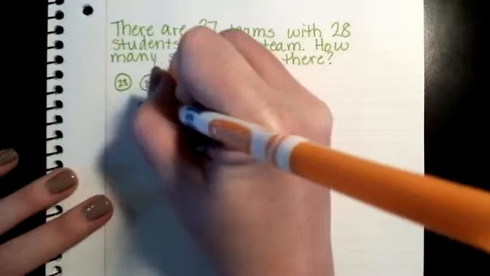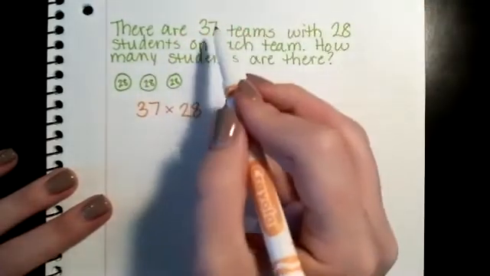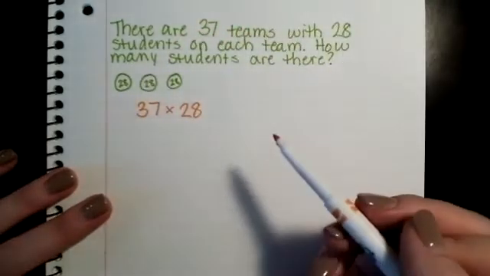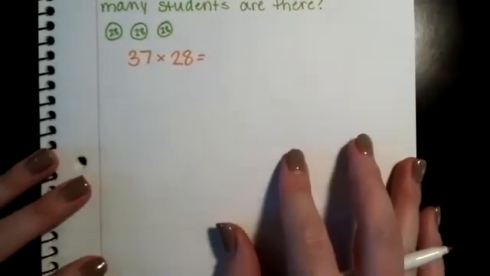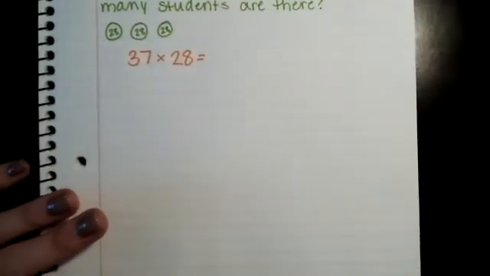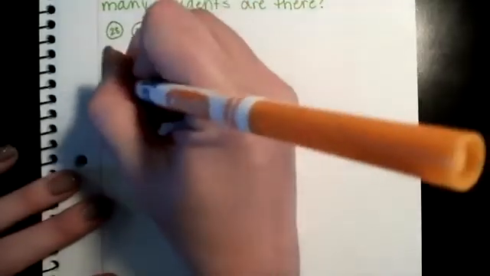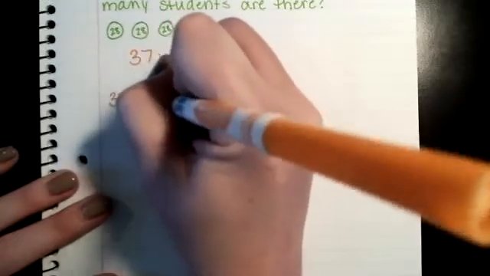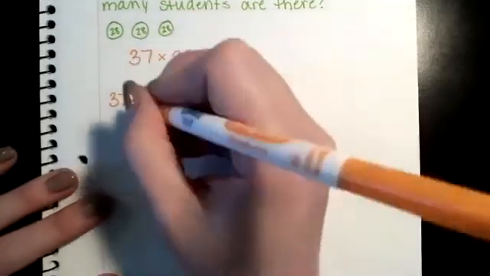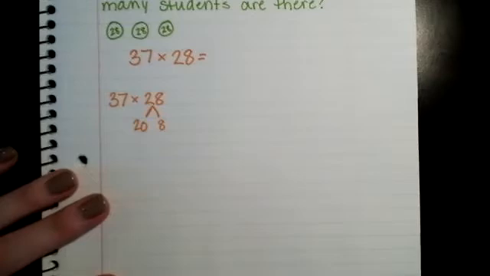So let's set up the problem first. 37 times 28, because there's 37 groups with 28 in each. All right, so 37 times 28. First option, I think I'm going to break apart this 28. So let me move it down here. 37 times 28, break apart the 28 into 20 and 8. All right, let's see if I can do that well.